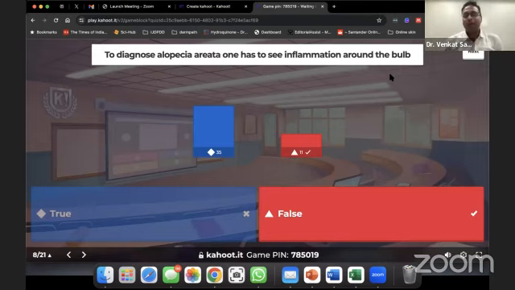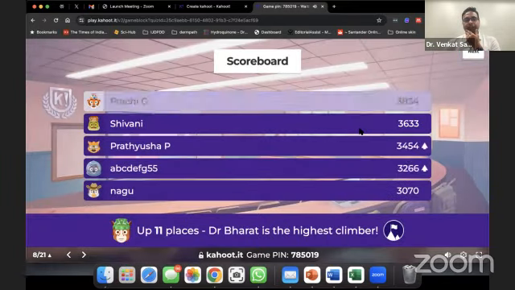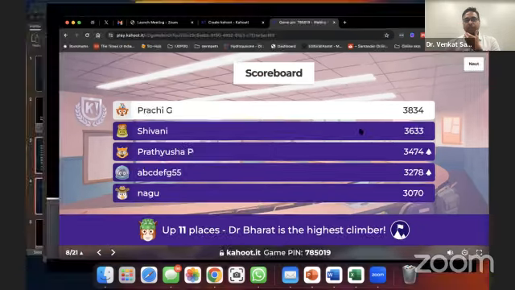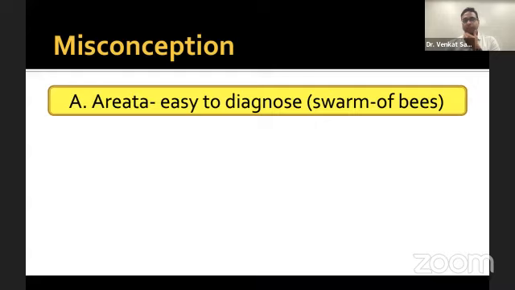And I'll explain why. Only 11 of you got the correct answer. And I'm actually happy that you got the answer wrong, because you'll then learn what the right answer is. I'm happy that the quiz is helpful for you, because then I'm challenging your existing dogmas. So let's see, Prachi, Shivani, Pratyusha, and whoever is A, B, C, D, E, F, G, and Nagu. Up 11 places, Dr. Bharat. Okay, so let me explain.